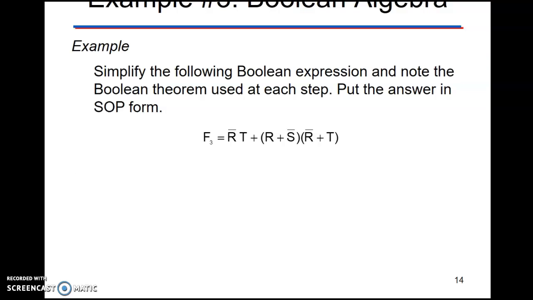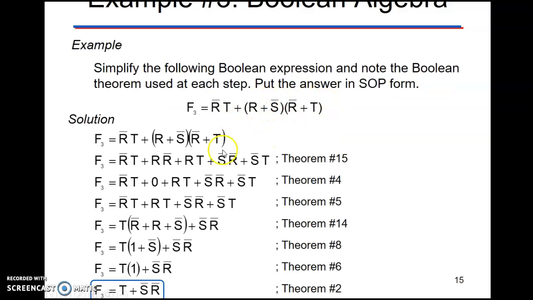All right, we're going to simplify. It says simplify the following Boolean expression and note the Boolean theorem used at each step. Put the answer in sum of product. All right, so I have a not R T or, and I've got this quantity here. So the first thing I want to do is distribute. So they distributed it.